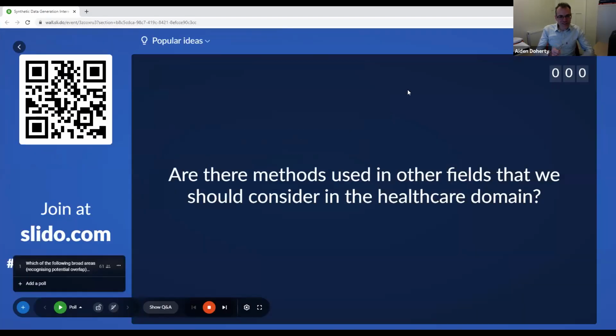The first thing I'm going to say is that we've been using Slido during this meeting thus far, and Fran has just shared her screen, whereby we've got another question in Slido. We thought this is one of the most appropriate places to ask this, inspired by your talk, and to ask you, the attendees, whether there are some other methods used in other fields that we should consider in the healthcare domain.